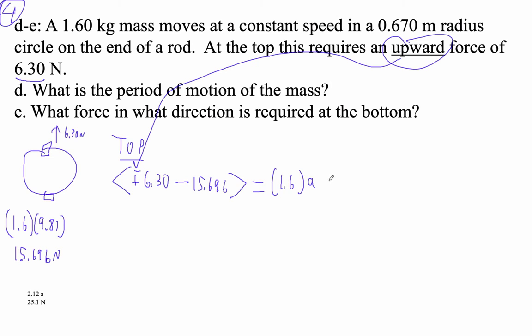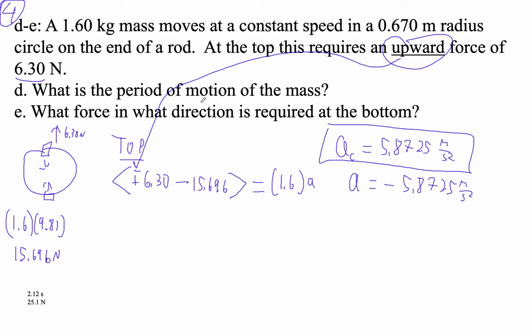Okay, so 6.3 minus this guy, divided by 1.6. I'm getting negative 5.8725. Right, so this means that our centripetal acceleration is just in general 5.8725. The reason it comes out negative is that, of course, at the top we're accelerating down, and at the bottom we'll be accelerating up, right?